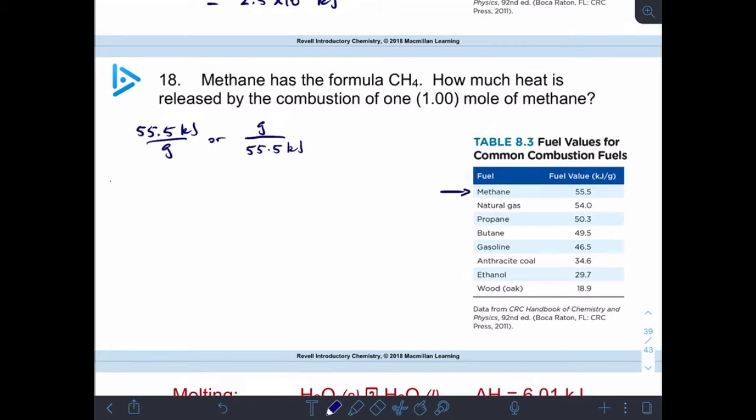So the molar mass of CH4 is 4 times the mass of a hydrogen, so 4 times 1.01, plus 12.01, which is the mass of a carbon. So the molar mass of CH4 is 16.05 grams per mole. If I've got 1 mole, I can convert that to grams.